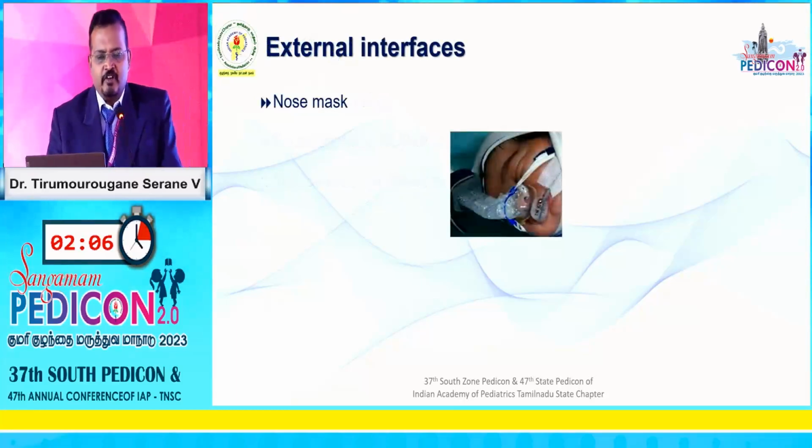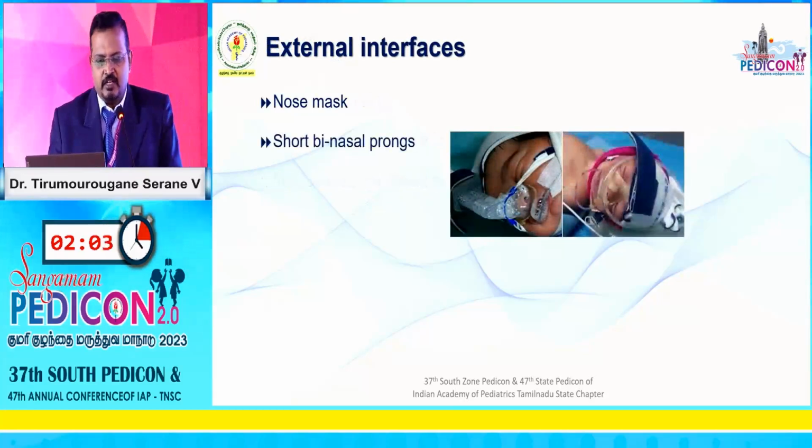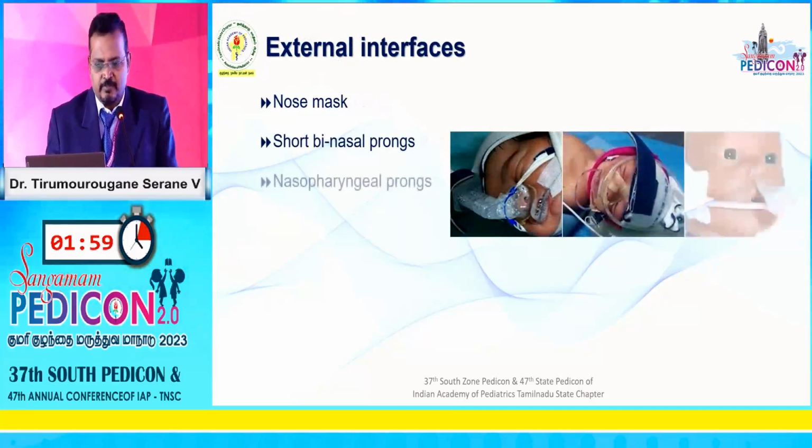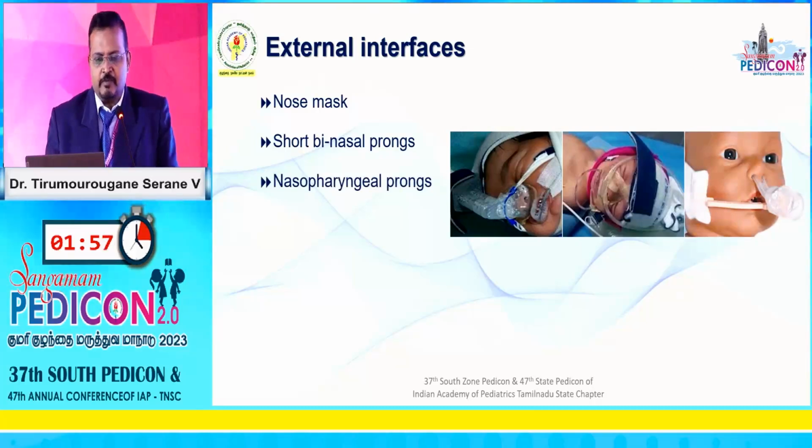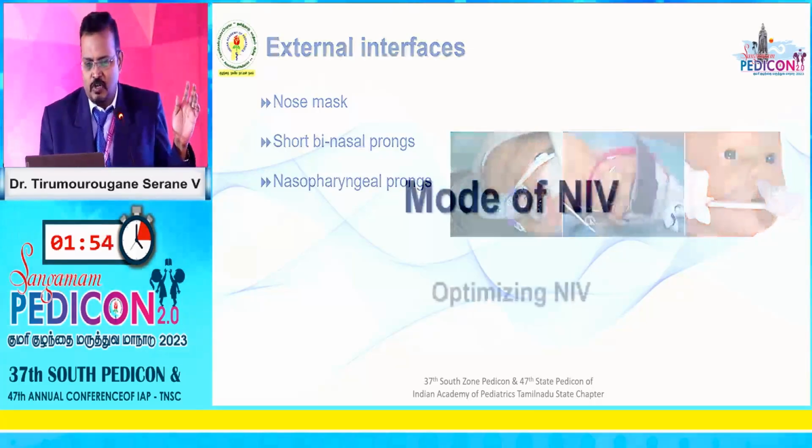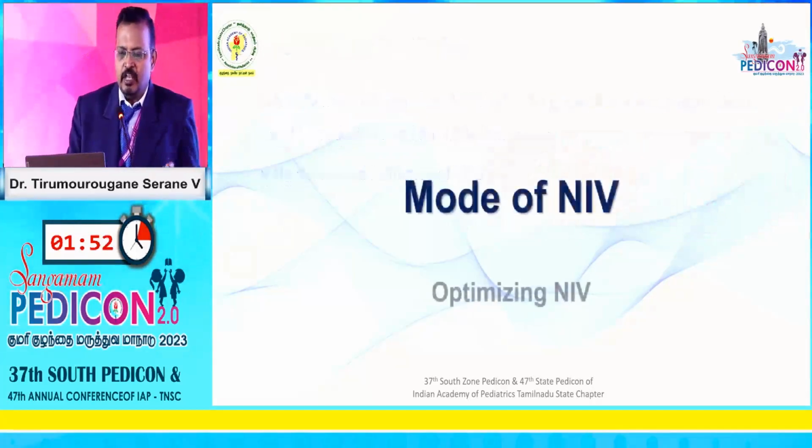So what are the interfaces we have got? We have got a nasal mask like we can see here. We can have short binasal prongs like the Hudson prongs, or we can have the nasopharyngeal prongs. Personally, I use the first two and not the third.